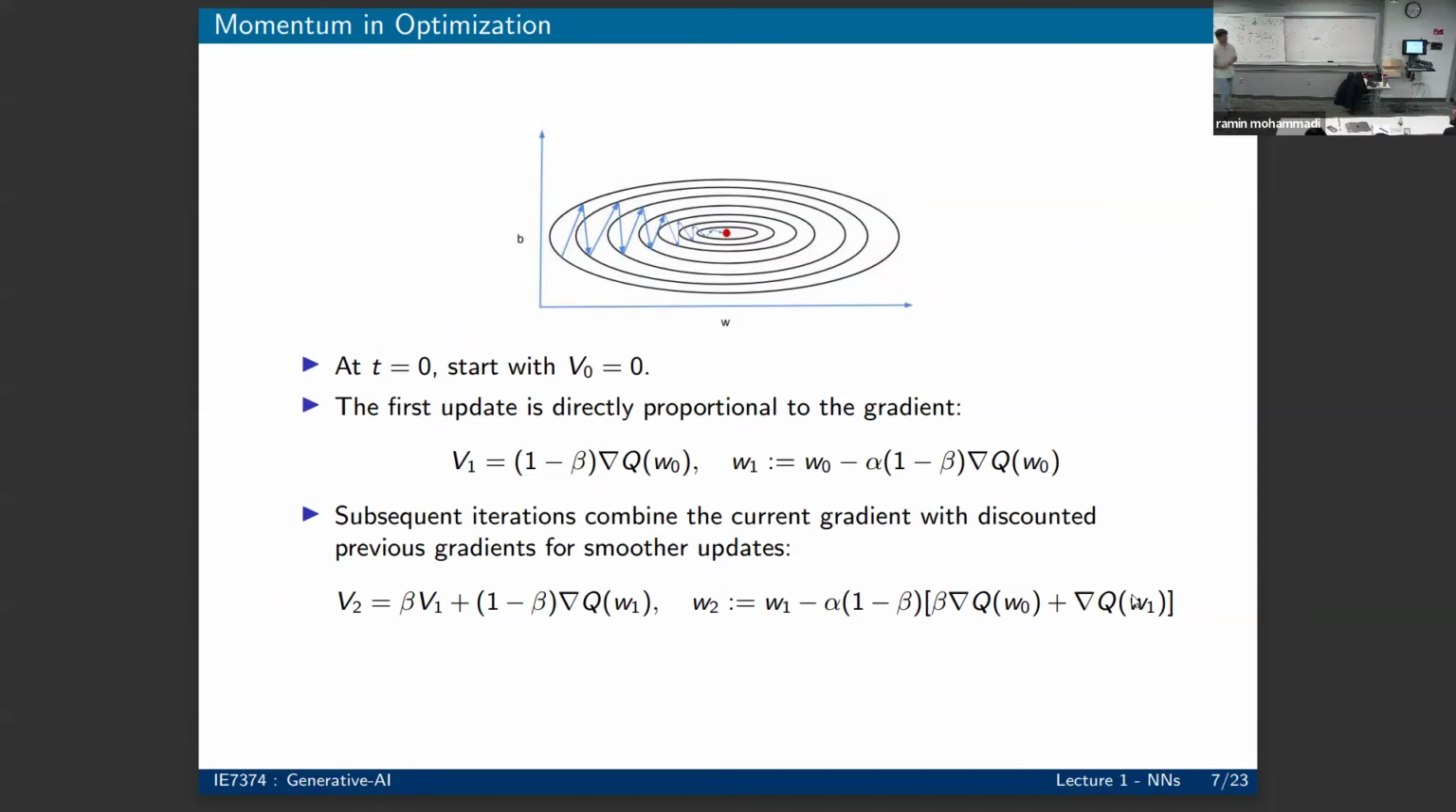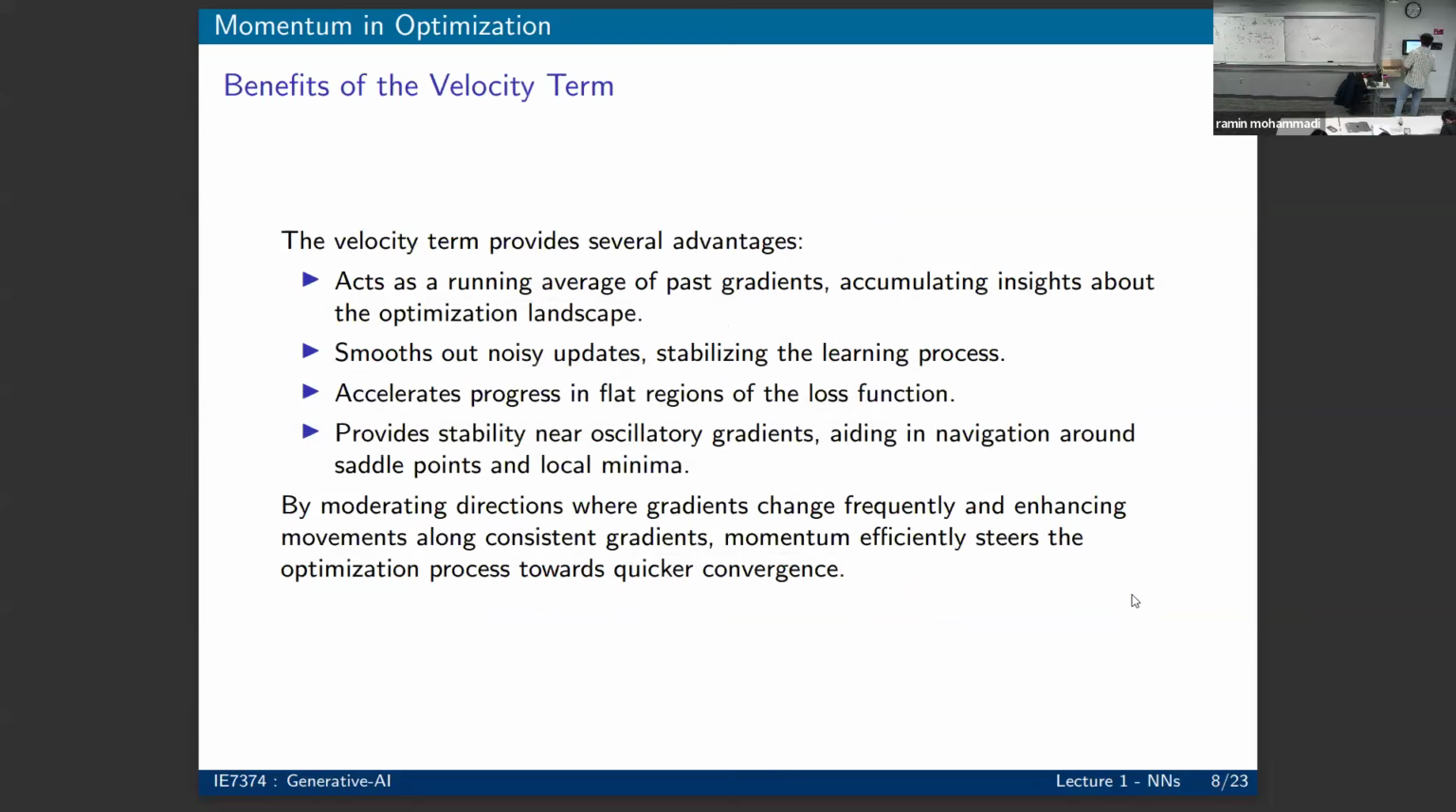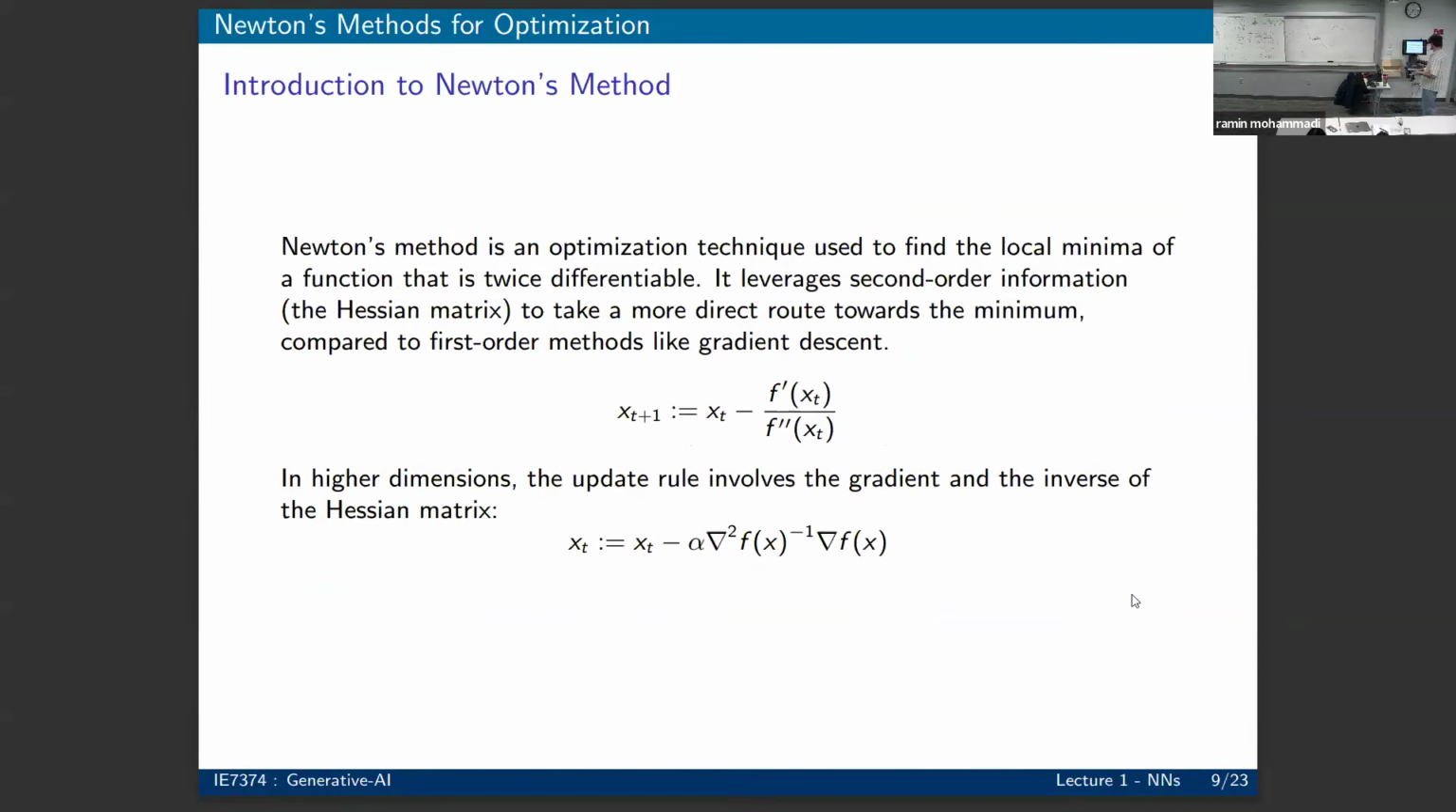Here there are some benefits, which is the same thing that I just went over. It helps you get out of those local minima or flat regions. The next technique here is the Newton method. And with the Newton method, you can look at it this way.